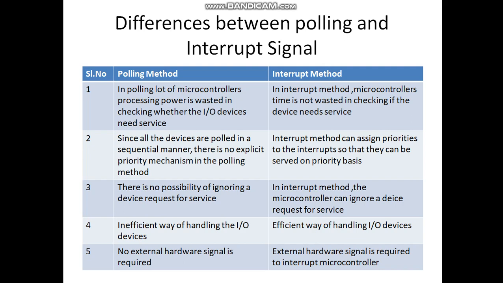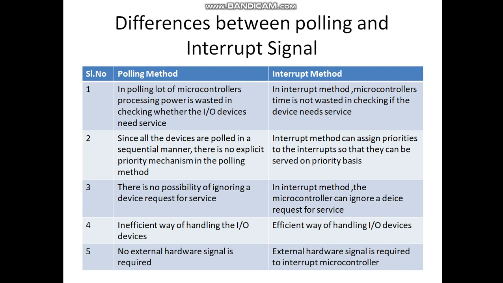Suppose 5 devices are there, then the microcontroller will ask the first device, second device, third device, fourth device, fifth device, and once again the first device. So continuously the same set of instructions will be executed. So the microcontroller is not doing any work for much of the time.